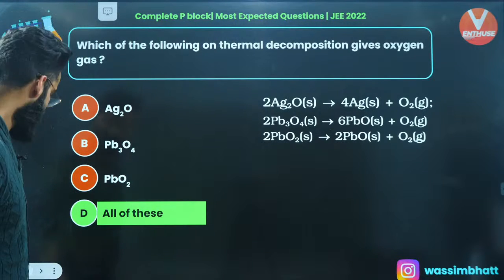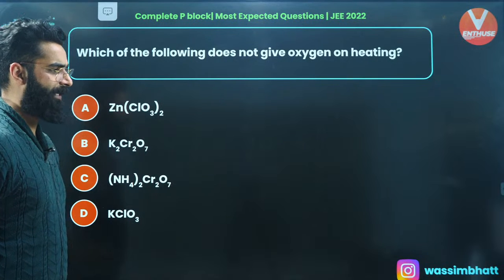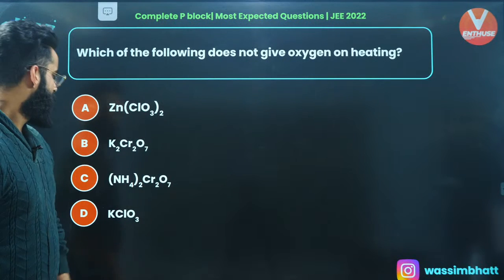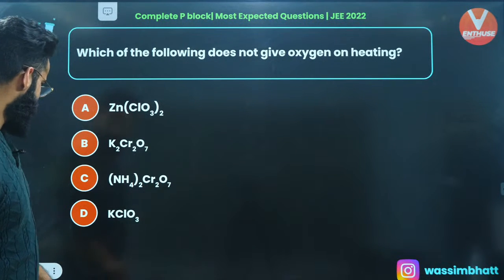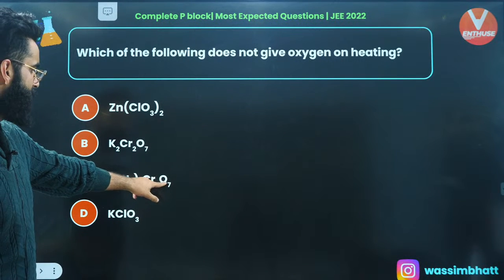Right, people? One more. Which of the following does not give oxygen on heating? Which of the following does not give oxygen on heating? It's going to be (NH4)2Cr2O7, right?